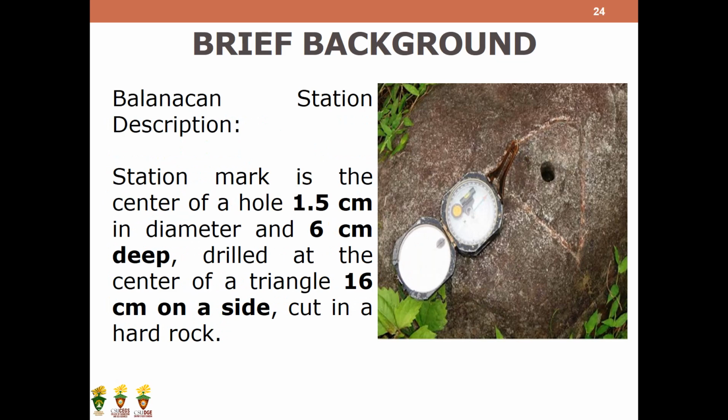For another description of Station Balanacan, the station mark is in the center of a hole with a diameter of 1.5 centimeters, about the size of a pen, and 6 centimeters deep, drilled downward. It is drilled at the center of a triangle with 16 cm on a side. So this is 16 cm, 16 cm, then 16 cm, cut in a hard rock.